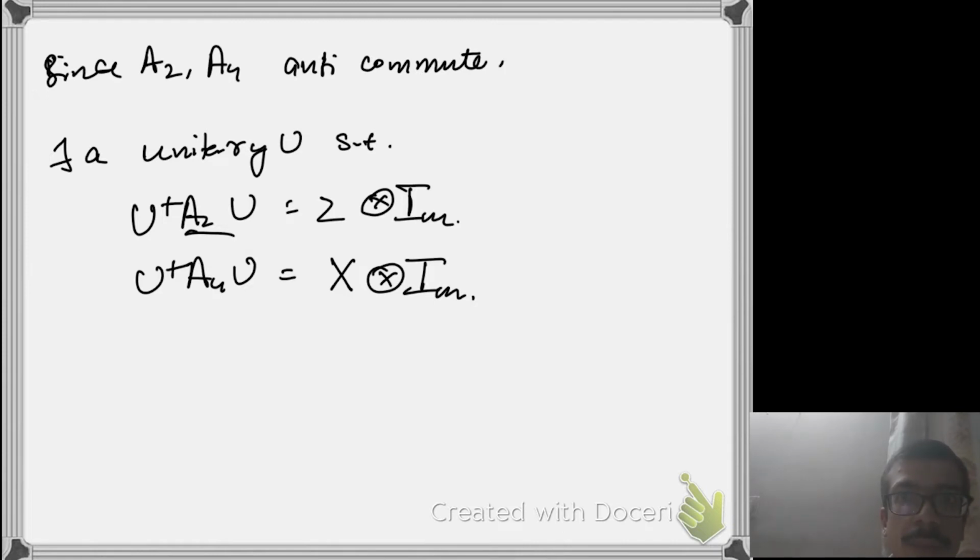So they have to be even dimensional. That's also what we saw for them to anti-commute. So A2 and A4 have to be even dimensional, and if they are 2m dimensional, then A2 up to unitary transformation is Z tensor IM and A4 is X tensor IM.